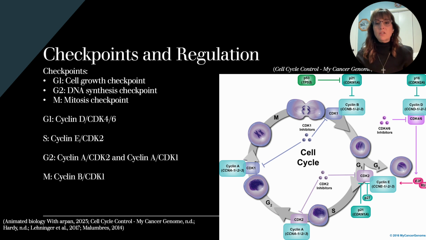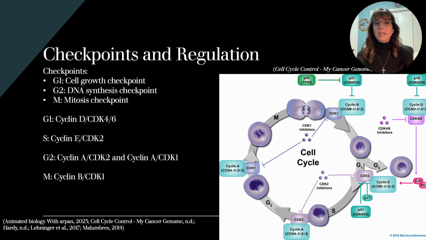Moreover, there is a check at this point to ensure that the DNA is not damaged. In G2, there is a DNA synthesis checkpoint, and that's just a point where it ensures the DNA has been replicated properly and the cell has grown big enough to go through mitosis.